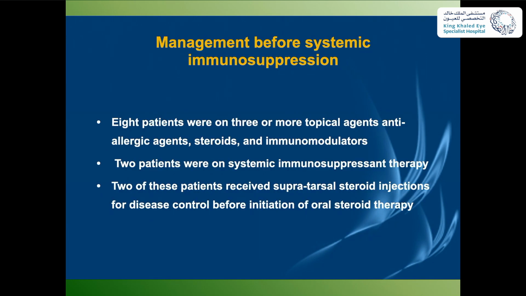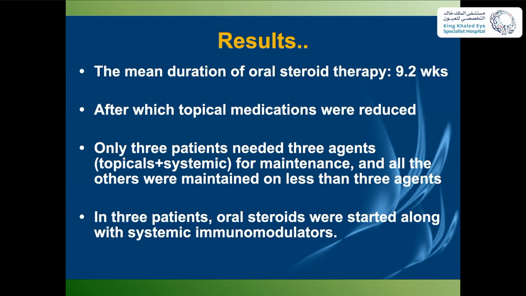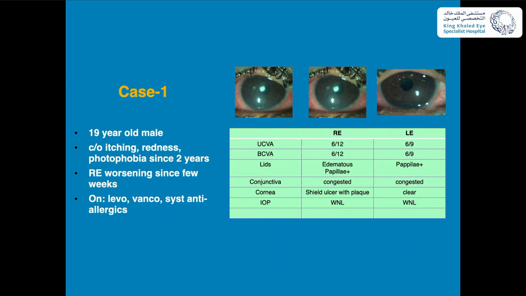Here, 8 of these patients were on 3 or more topical agents. See, if it is a young child and you're using too many medications, it's very difficult for the parents to manage, especially school-going kids. So it's very important that you see the compliance issue also. The mean duration of the steroid therapy was roughly about 3 months, and then they were reduced. Some, 3 patients, were on systemic immunomodulation, mostly oral cyclosporin.